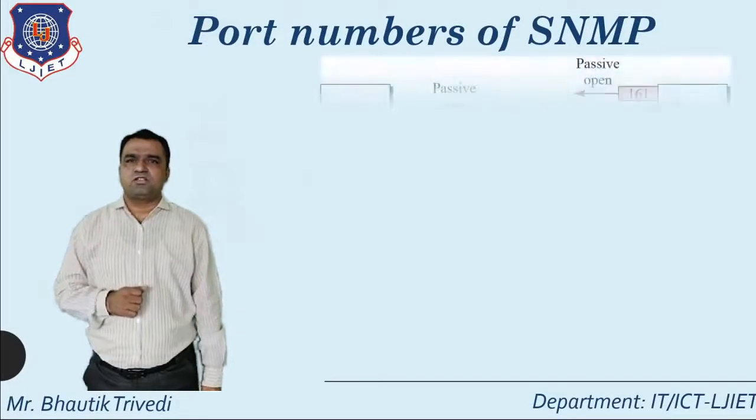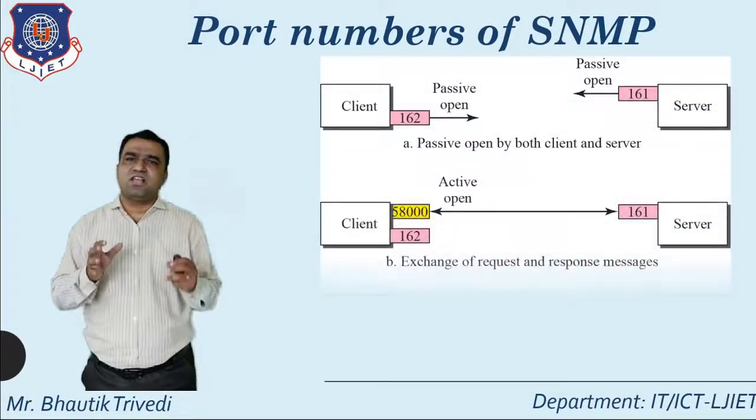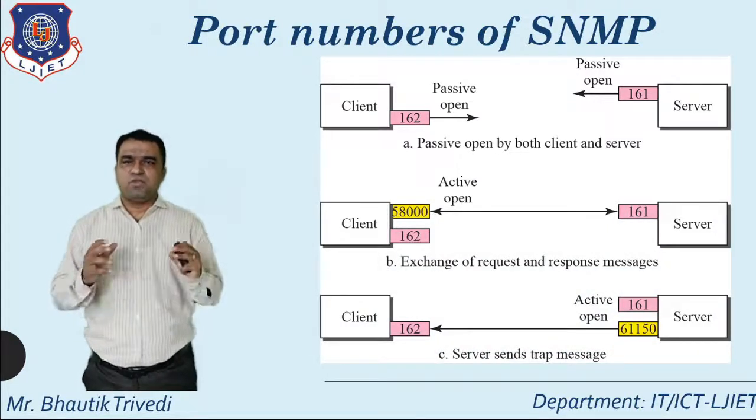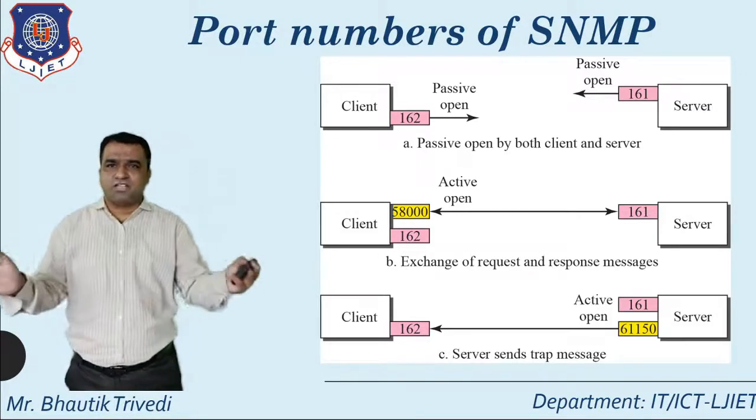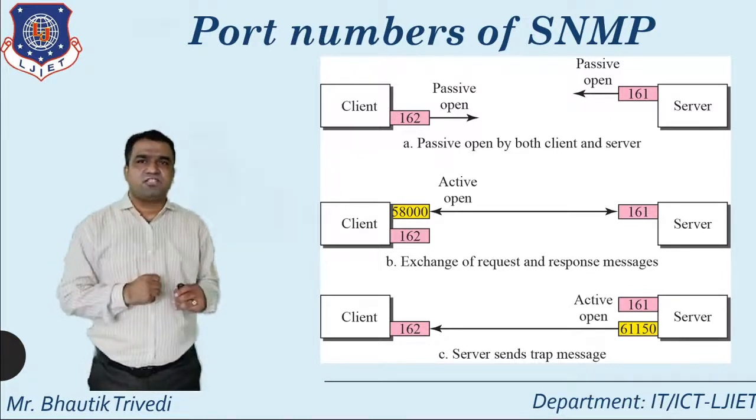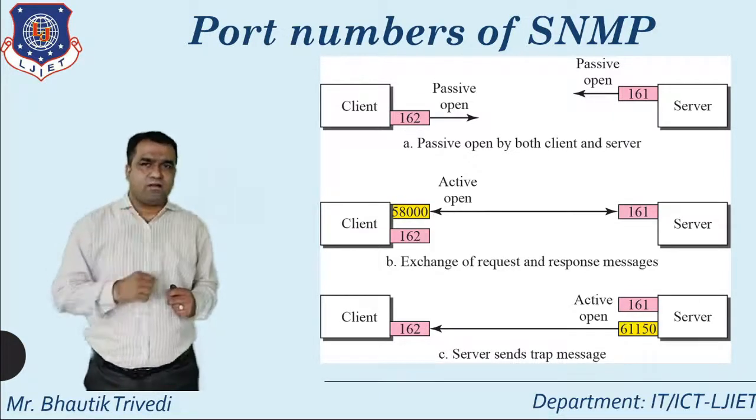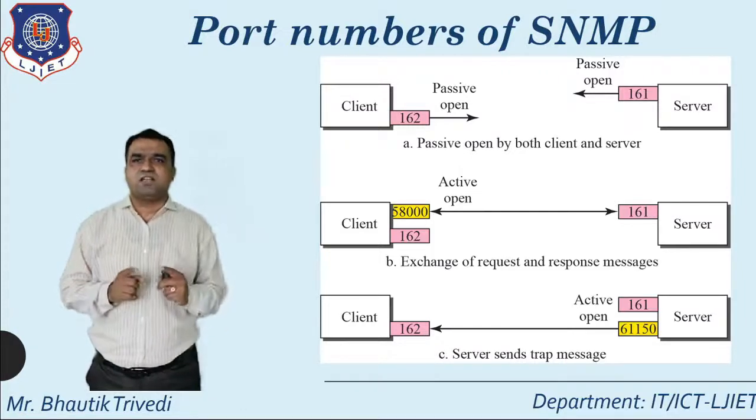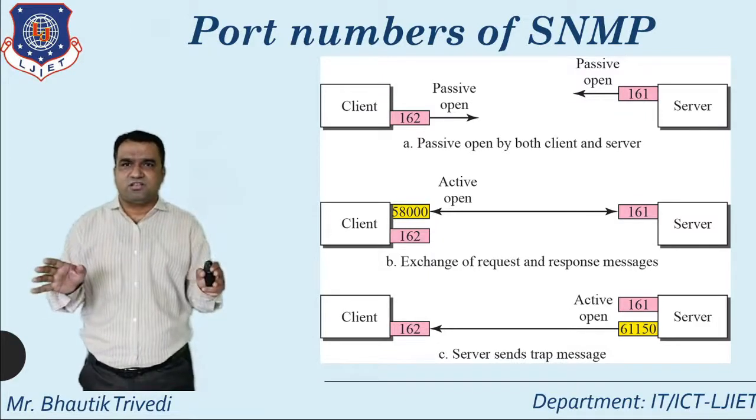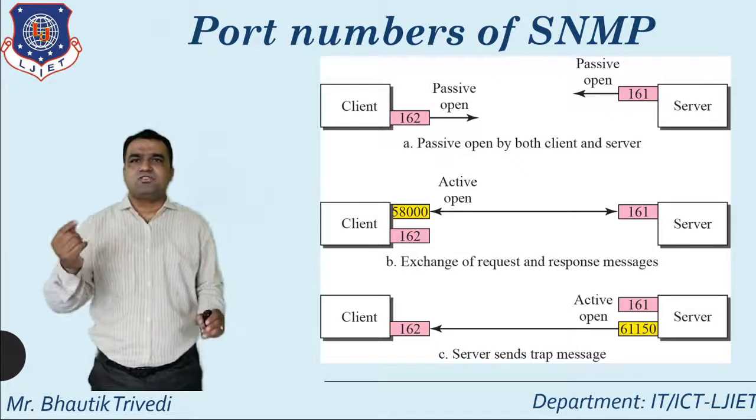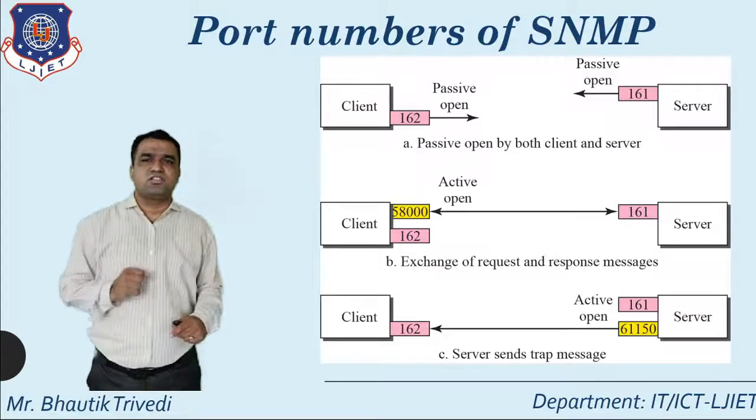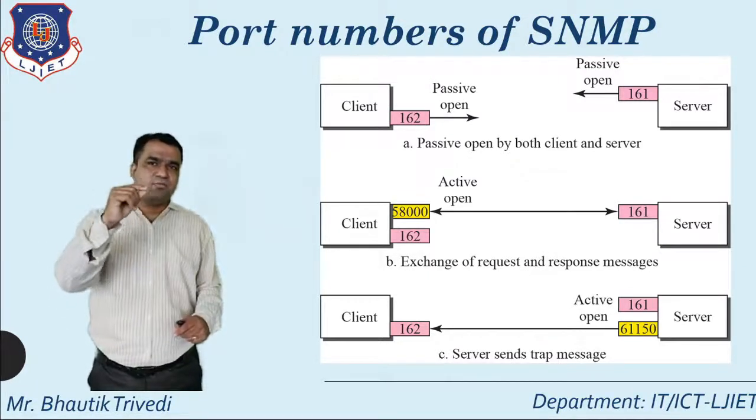After that, port numbers of SNMP. That's the last topic of this SNMP PDU. If I want to establish the connection between the client and server using the port numbers, how do I represent this? In the diagram, diagram number 1 represents the connection between the client and server, but that is a passive connection. Client uses which port number? 162. Server uses which port number? 161. So that's the representation of diagram number 1.